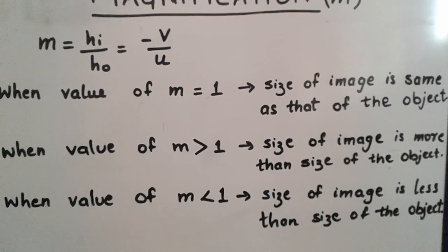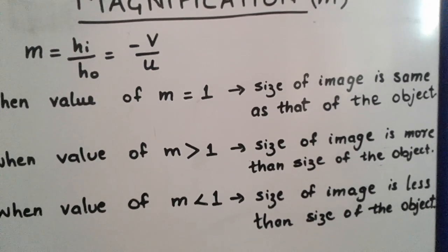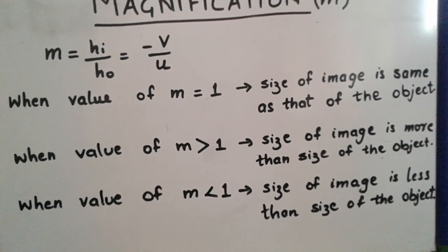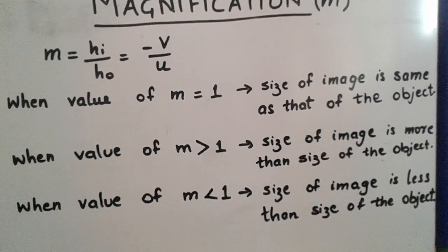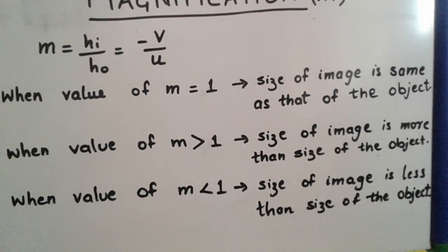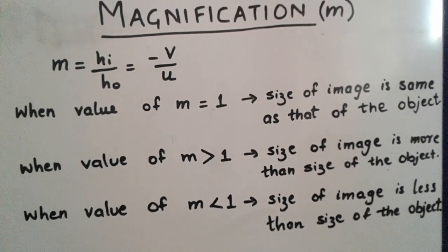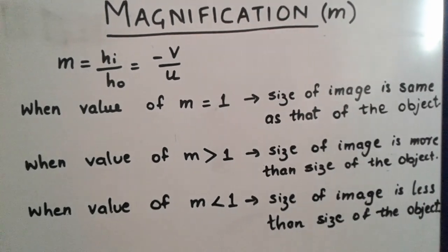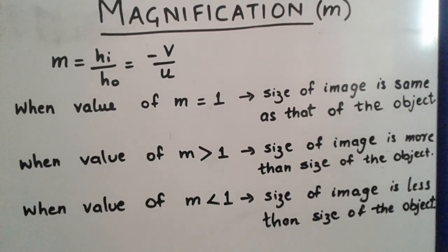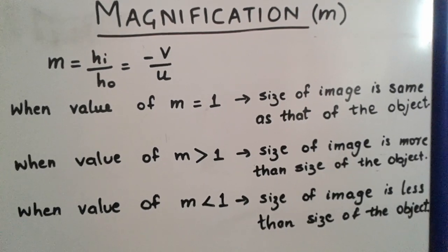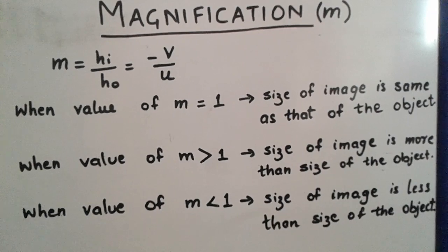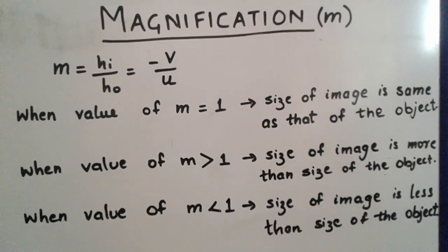When the value of m is greater than 1, after calculation, if the value comes more than 1, then the size of the image is more than the size of the object. Similarly, when the value of m is less than 1, then the size of the image is less than the size of the object. So the numerical value tells us whether the image is going to be of the same size, larger than the object, or smaller than the object.